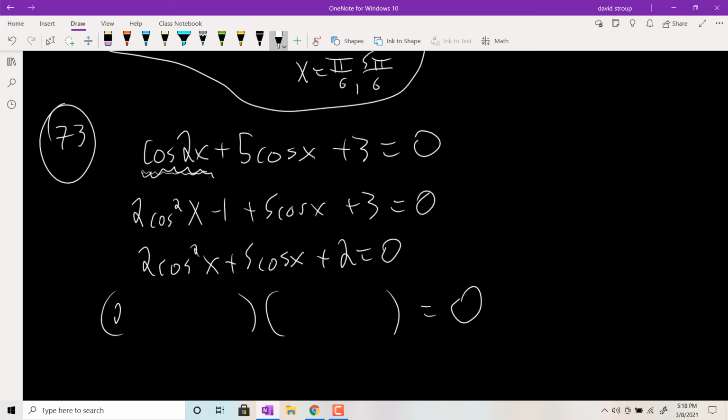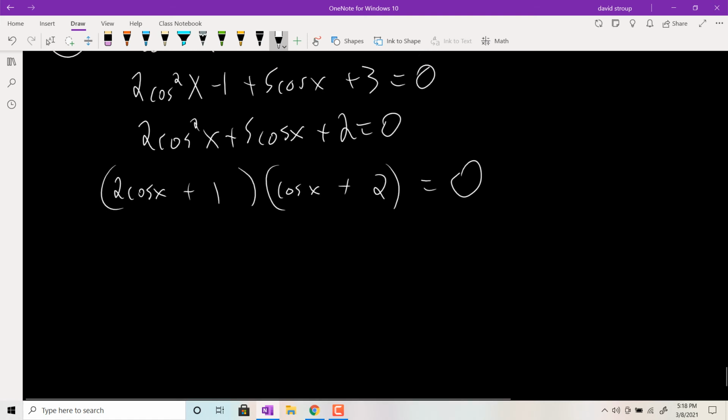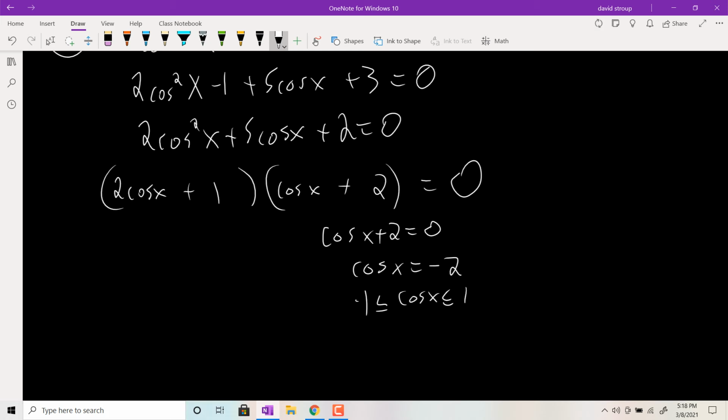And we get 2 cosine x, probably plus, and then 2 and 1. First off, I could already tell this one isn't going to have any solutions, right? Cosine x will never be negative 2 because cosine x is always bounded between 1 and negative 1. Okay? So no help there.